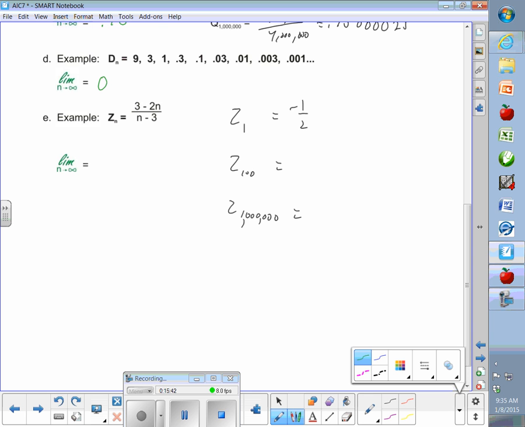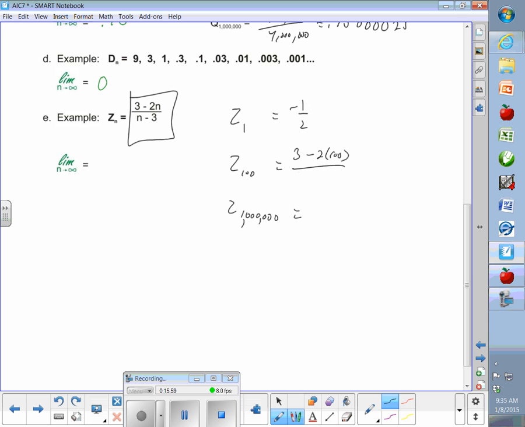How can you guys not be done yet? I can't comprehend this. Okay, just pause. Look, you're looking at this, right? I'm going to do the second one. Look how long it takes to do the second one. 3 minus 2 times 100 over 100 minus 3. That's negative 197 over 97. Hit it on your calculator. What does your calculator say? Negative 2.0309. Okay, that was 25 seconds. Now do it with a million.